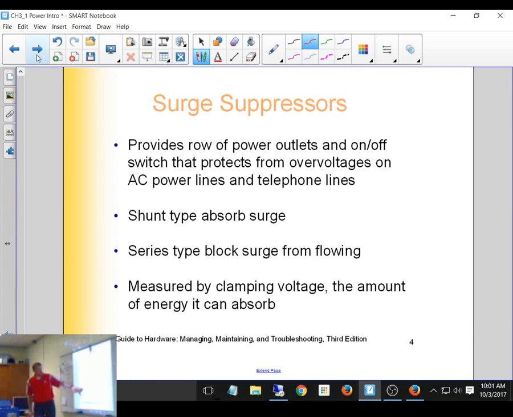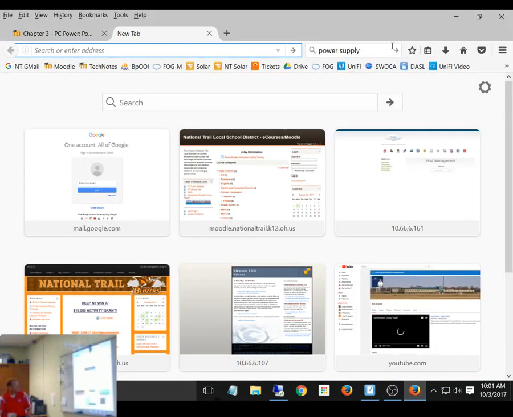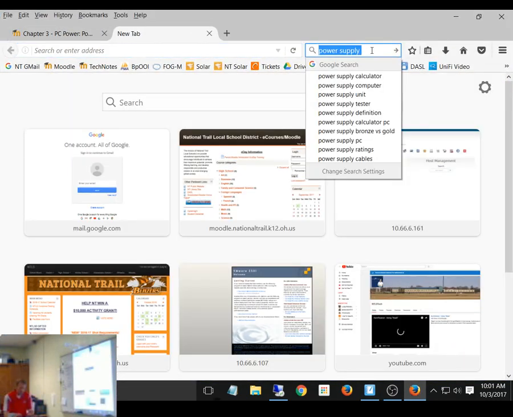So some of them block the surges, some of them absorb the surges, but the big thing is they're measured by a clamping voltage or the amount of energy it can absorb, okay? So it can only do so much, and it sends that extra power to ground, and it protects it from momentary surges and spikes. And if I go and look, and I'm going to go onto Amazon and look at surge suppressors, and I'm not saying you should buy from Amazon, it's just easy to find stuff.